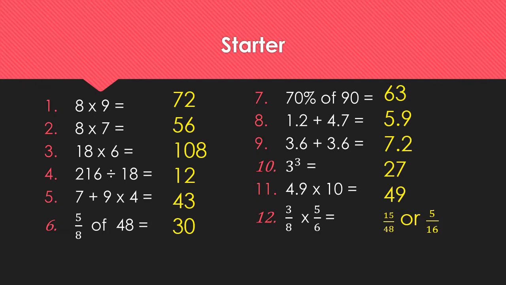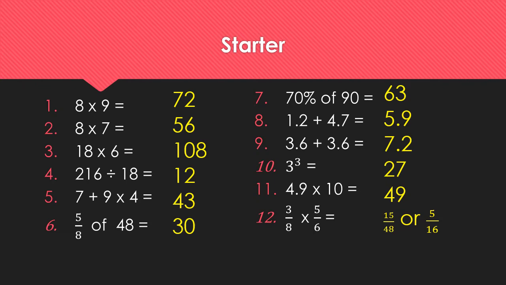For number 10, we're going to do 3 cubed. So that's 3 to the power of 3 means 3 cubed. So 3 times 3 times 3. 3 times 3 is 9, and 9 times 3 is 27. So our answer is 27. 4.9 times 10 equals 49. So our answer is 49.